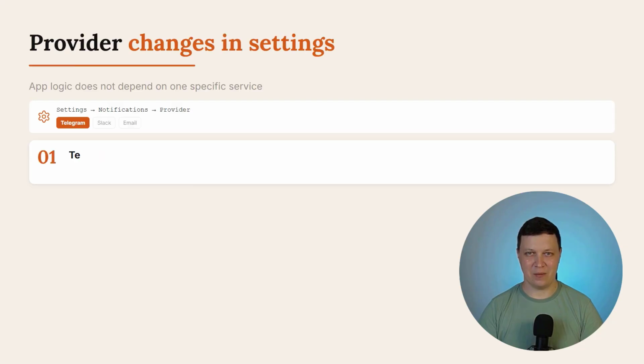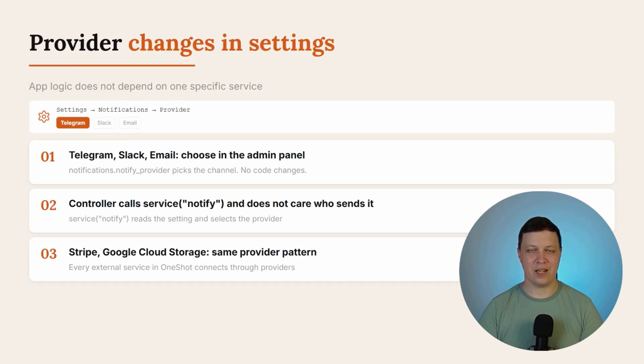And this is where the provider pattern's value becomes clear. If you decide to switch from Telegram to Slack, you don't touch any business logic. Just swap the provider that handles the sending.